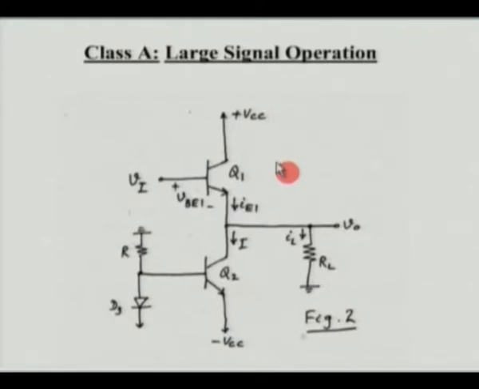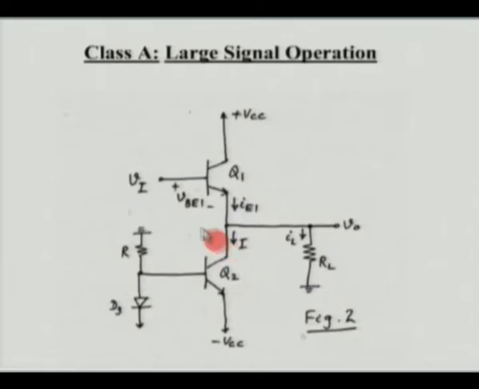Now let's look at a typical class A amplifier using an emitter follower, and let's see how it works. What we have here is basically a two transistor combination. The stage we see at the bottom, that is Q2, along with this diode and a resistor, is biased through this particular diode in such a way that there is a DC current I flowing all the time.